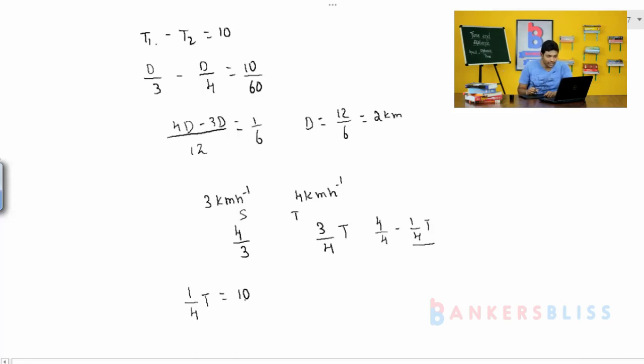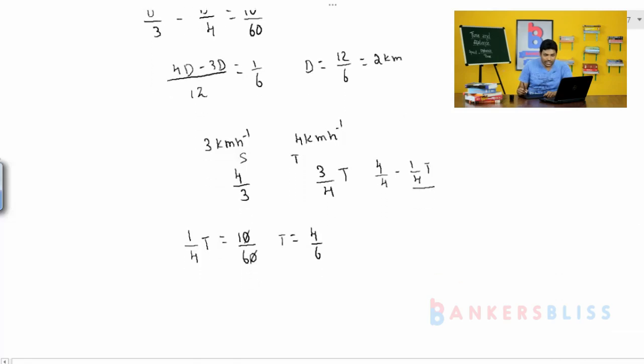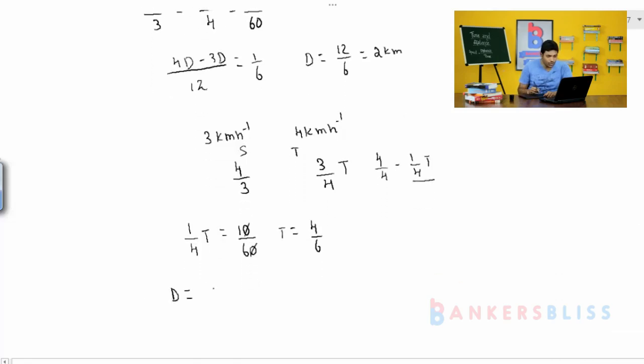10 minutes. If you convert this 10 minutes into hours, then it is going to become 10 by 60. So now time is equal to 4 by 6. So now distance we want to calculate. Therefore, distance is equal to speed into time. Speed is 3 km per hour. The first part we have to take into 4 by 6. See, 4 by 6 is nothing but 2 by 3. 3 get cancels. We are going to end up with 2 km.